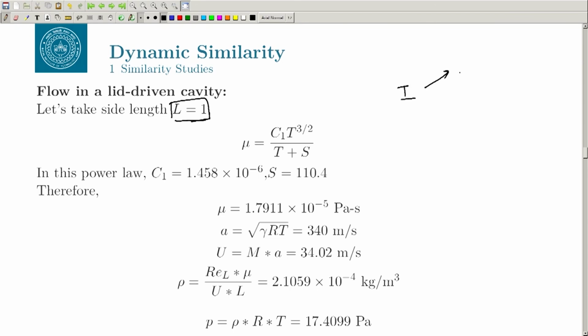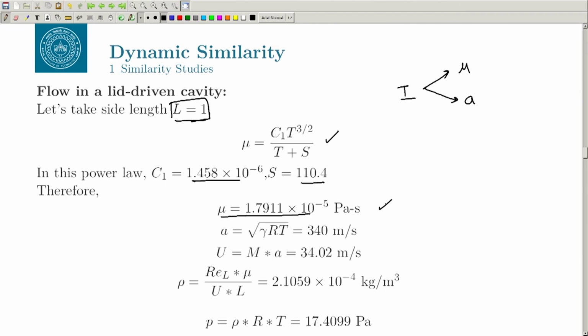Your mu, the viscosity, depends directly on the temperature, and your speed of sound depends directly on the temperature, right. So, use Sutherland's law, and you know the values of C1 and S, which are constants. You can calculate the value of mu, which will come out to be 1.79 or so into 10 power minus 5 Pascal second.